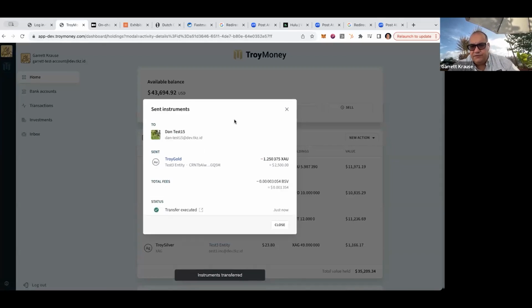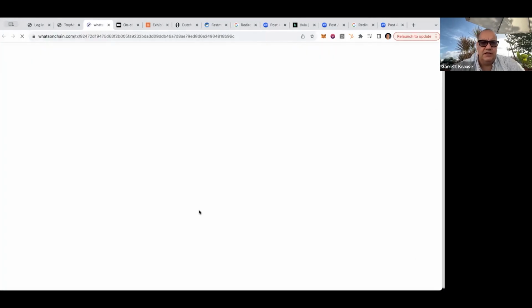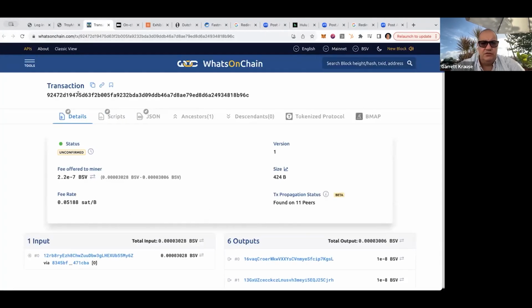And when I approve the transfer, voila, in seconds, I've just sent 1.25 ounces of gold from Fort Lauderdale, Florida to Australia. And that cost me 0.001354 cents. So fractions of a penny to send a salary to Dan in gold across the world. And it executed. You can get all the blockchain details on the execution if I want. Here's what's on chain. Here's the transaction. Here's what happened. So Dan's transactions on chain.